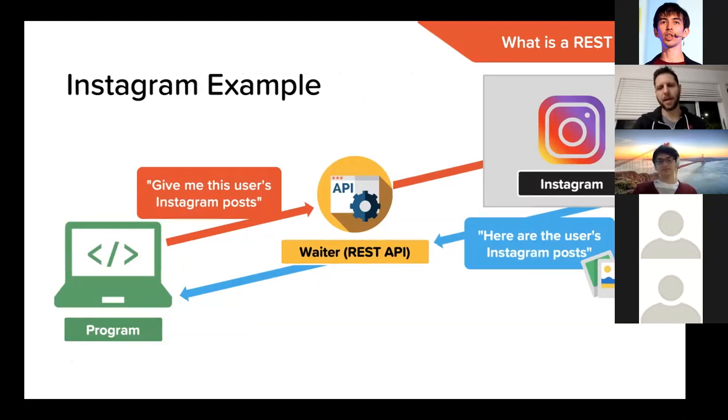Now, let's take a concrete example. Let's take Instagram. I type www.instagram.com into my browser, and I am making a particular kind of request to the Instagram server. That request is like, show me this page, give me this user's Instagram posts. And then they return what I asked for: here are the user's Instagram posts, just like that.